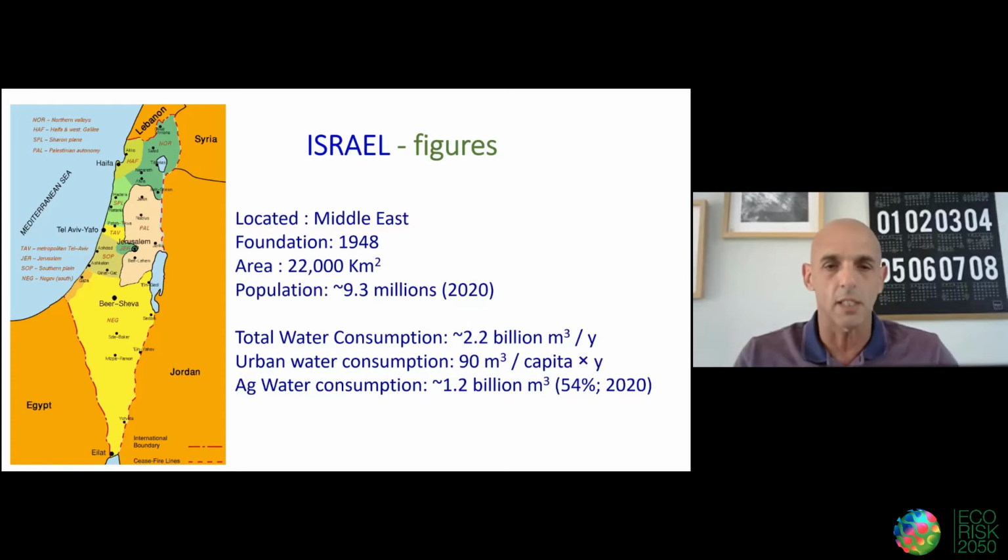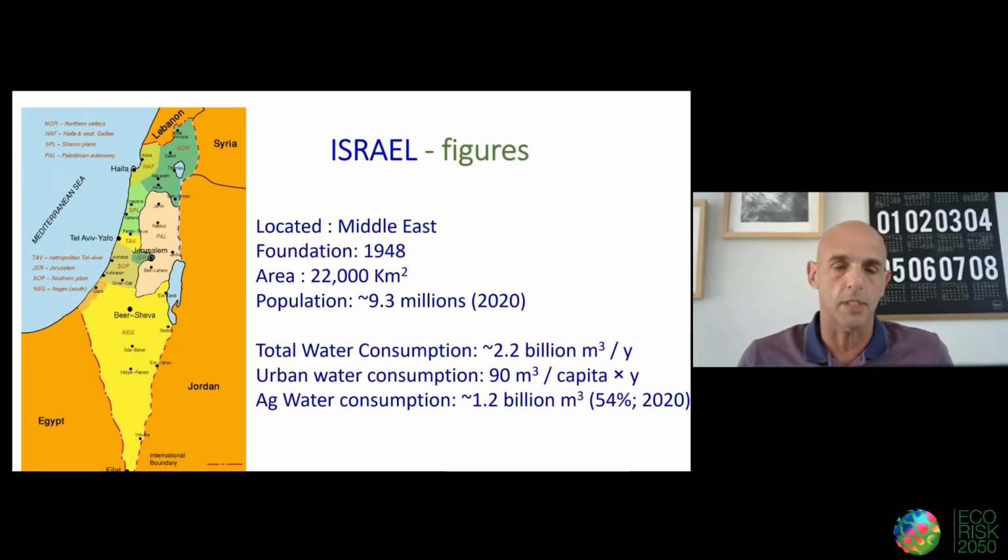And as you can see, the total water consumption in Israel is about 2.2 billion cubic meters per year. The urban water consumption has decreased in recent years, mainly due to education and public awareness, to about 90 cubic meters per year per capita. However, the agricultural sector in Israel is still consuming a large portion of the water, about 54% currently of the total water consumption. And I will focus on that because that is a game changer in our region.